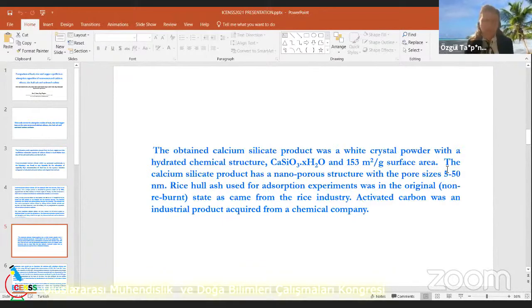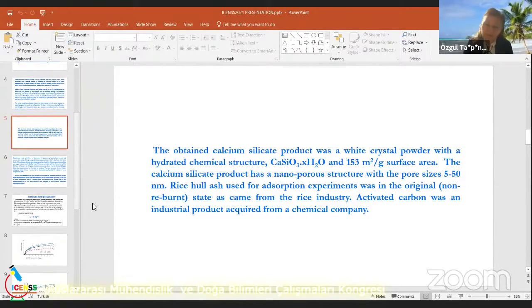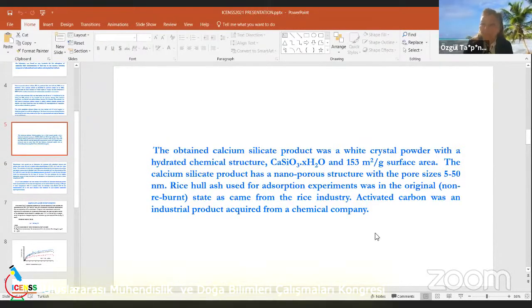So our aim actually is to produce nanoporous structured calcium silicate. We have taken this method from a patent of a Venezuelan scientist. They have done it at the beginning of 2020s. Now, we use this process very widely to produce calcium silicate, nanostructured calcium silicate.